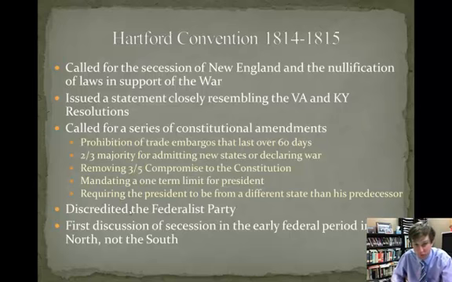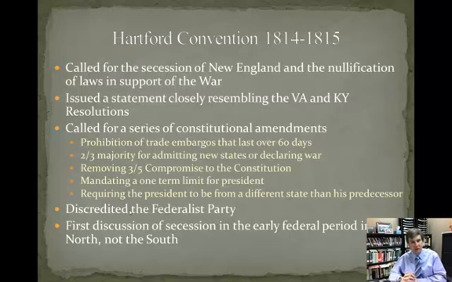a two-thirds majority for admitting new states or declaring war, because they're afraid these new states carved out of any territory, of course the Louisiana Purchase, are going to be voting Jeffersonian. They wanted to remove the Three-Fifths Compromise of the Constitution because, of course, that gives the South more power. They wanted a one-term limit for president, and that required the president to be from a different state than his predecessor. So they're upset with the political system in the United States. It's very clear that they understand that they are a minority section right now, and what they want to do is help knock down the power of the South.